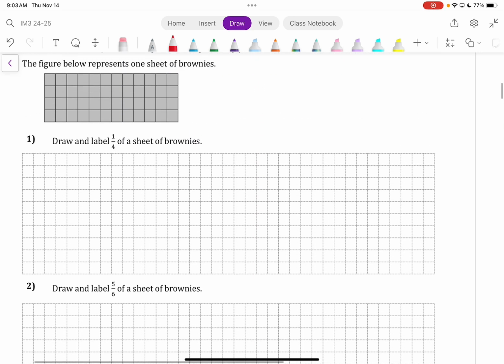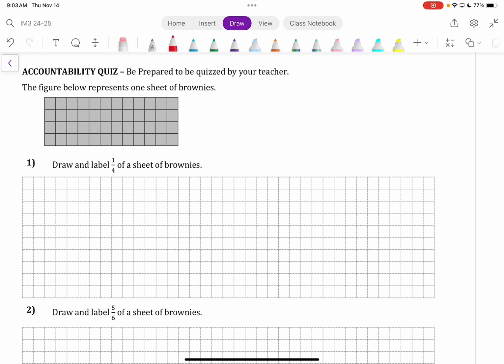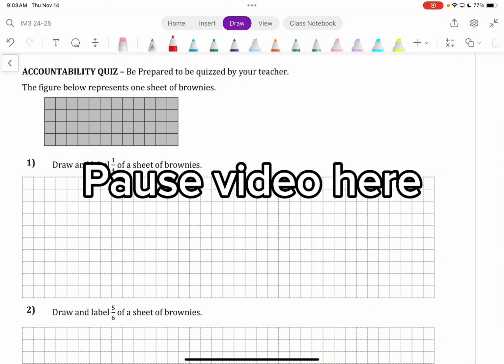Read the instructions. It looks like you guys are just drawing and labeling. All right, so use the figure below, which represents 1 sheet of brownies. Use that to guide you as you answer the following questions. I'll be walking around to help you out. All right, let's take a look.